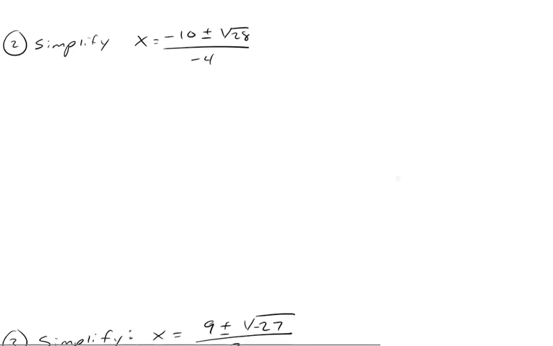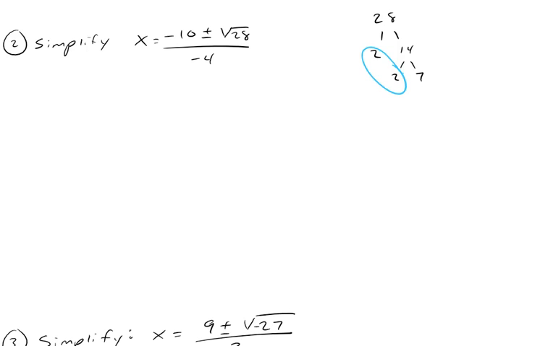Number 2. We're going to simplify this. And I'm going to start with the radical of 28. So 28 is 2 and 14. 14 is 2 and 7. That's all I have. Pairs go on the outside. Singles go back on the inside. So x equals negative 10 plus or minus 2 radical 7, all over negative 4.